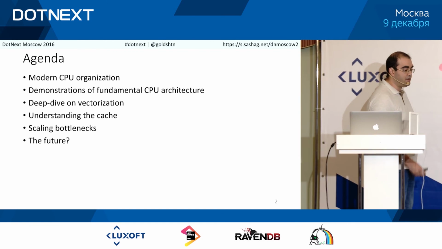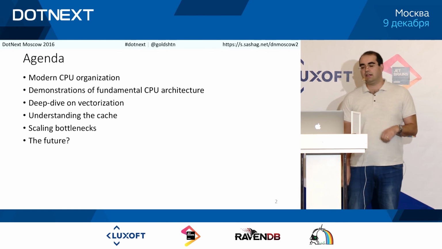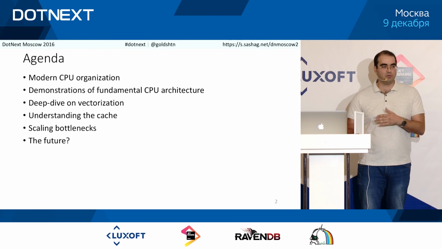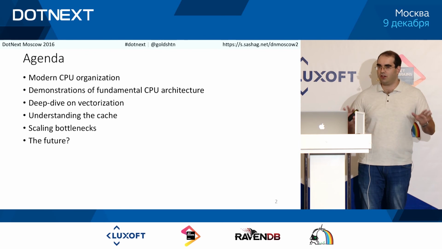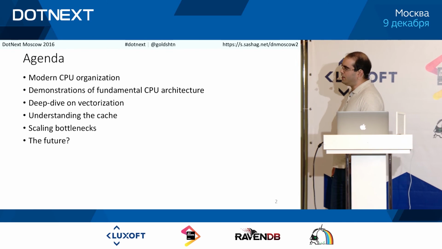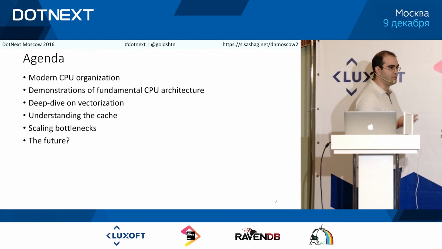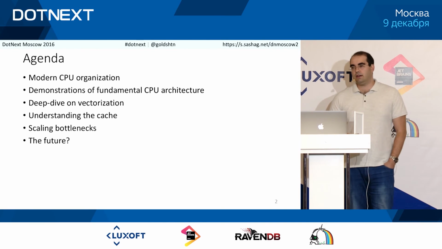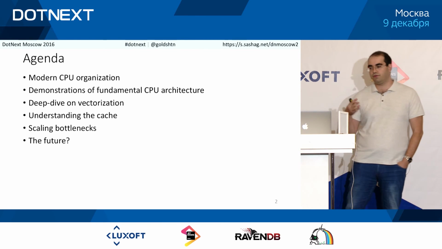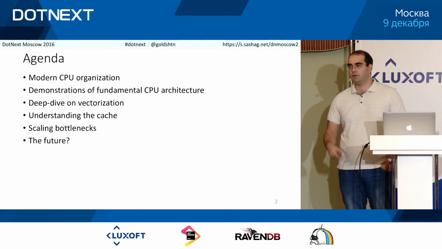And then we'll do a deep dive on vectorization, which is something I talked about at one of the previous .nexts, but I had a lot fewer examples, and they were not quite as interesting as what I hope to show you today. So even if you saw a talk on vectorization before, I think there's going to be some pretty cool new stuff. Towards the end, we'll talk about the CPU cache and some aspects of performance that have to do with the cache, and we'll conclude with some scaling bottlenecks and maybe talk briefly about where I see the future for performance improvement from processors.